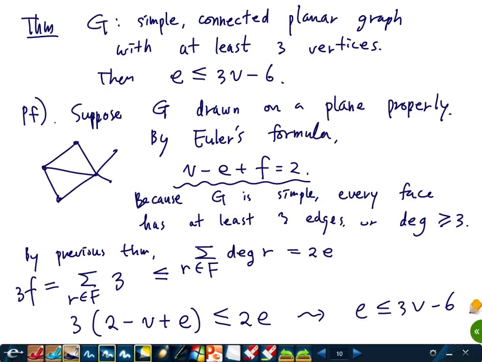Okay? This is a nice theorem because it tells us some property that every connected simple planar graph satisfies. In other words, if some graph does not satisfy this, then it cannot be a simple connected planar graph, right? So now we can really prove that K5 is not planar.